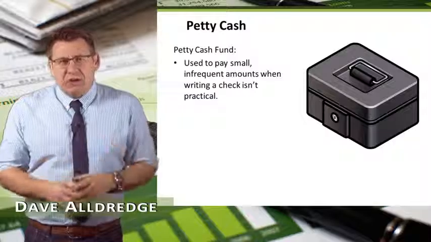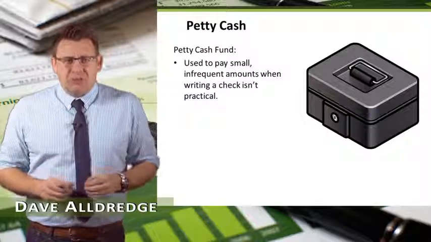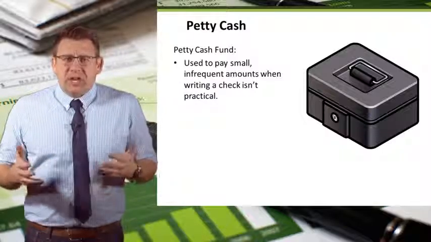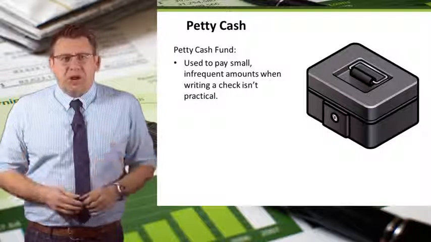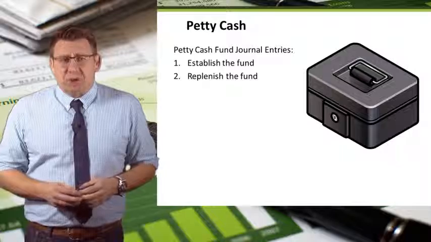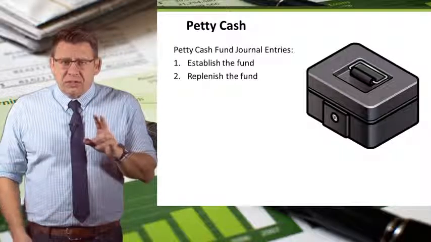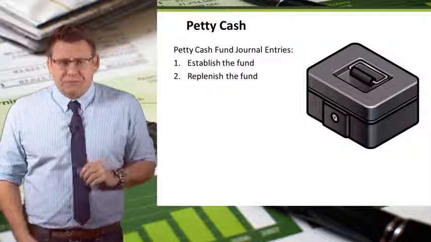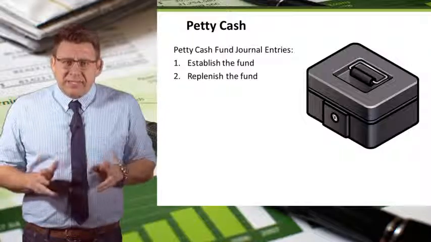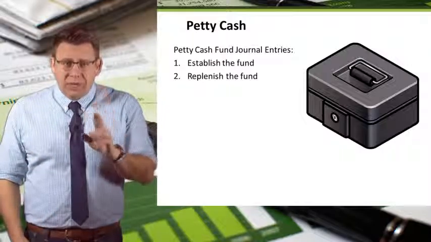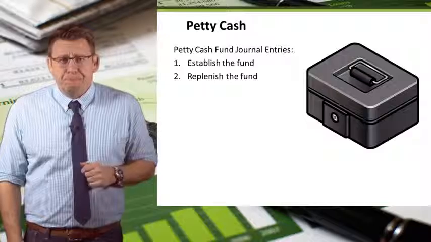A petty cash account is used for small purchases where going through the check approval process is too time-consuming. There are two journal entries involved in the petty cash process. The first is the journal entry to establish the fund. The second is a journal entry to replenish the fund when it's out of money.